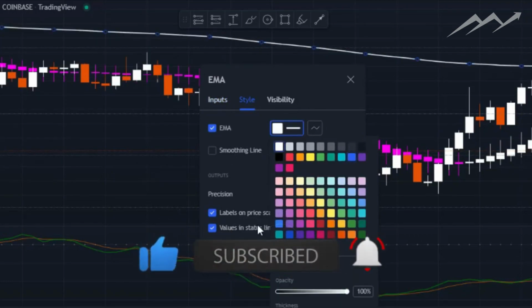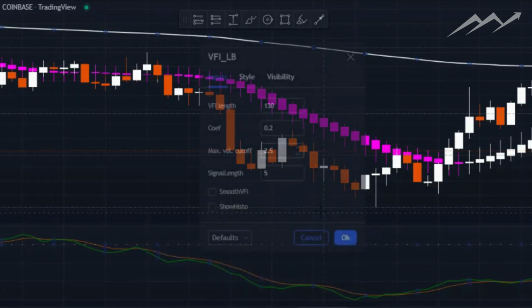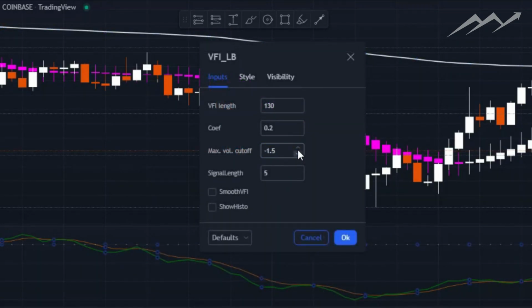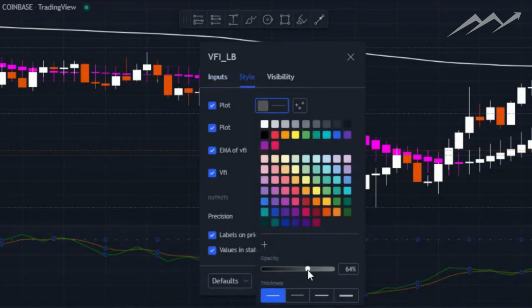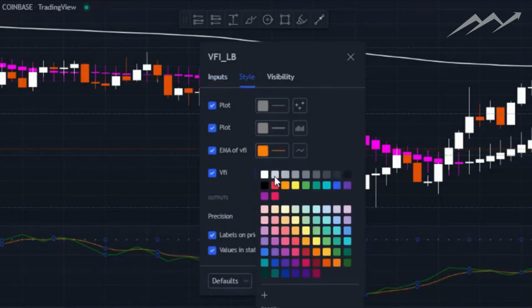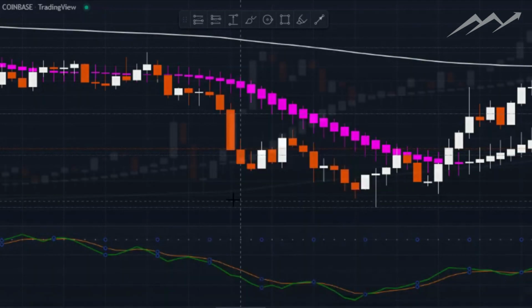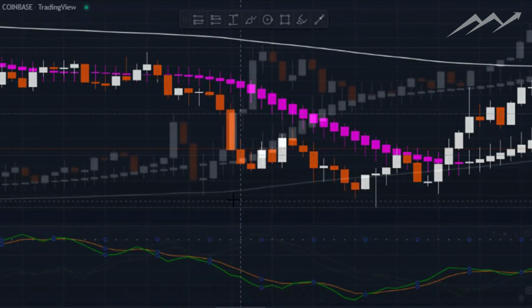Now we need to make some adjustments to the volume flow indicator. In the input section, let's change the maximum volume cutoff from 2.5 to 0.5. And let's also make these lines a bit more visible. Now the strategy is complete. Let's get into the entry rules.